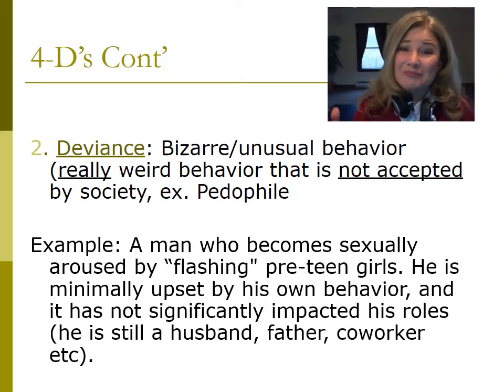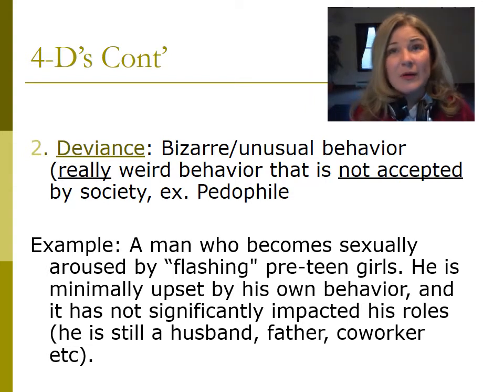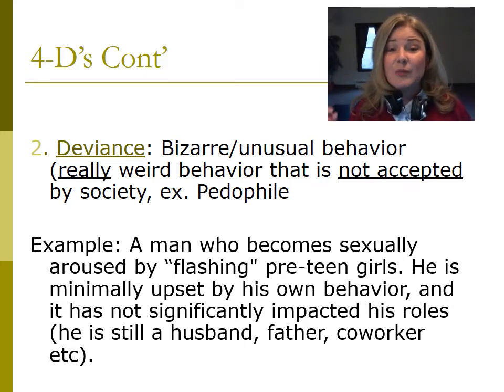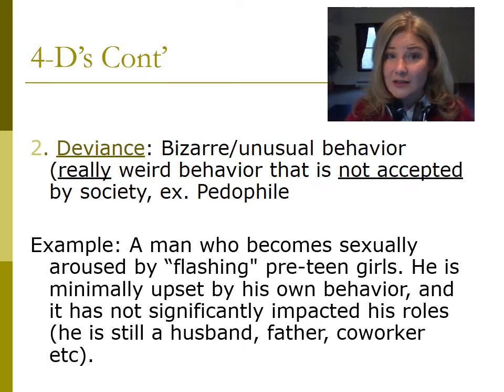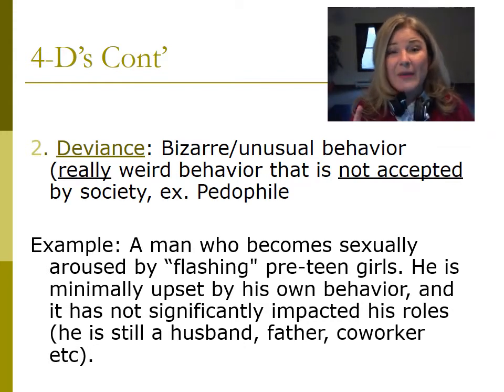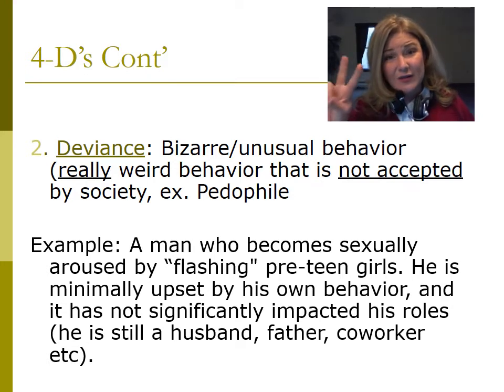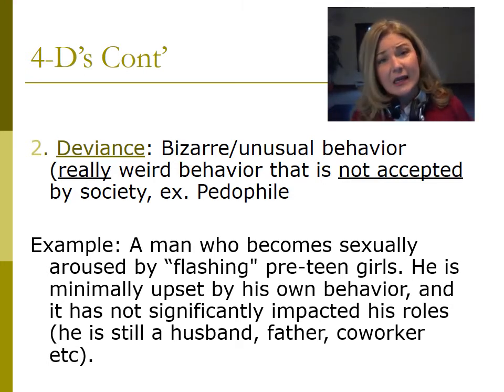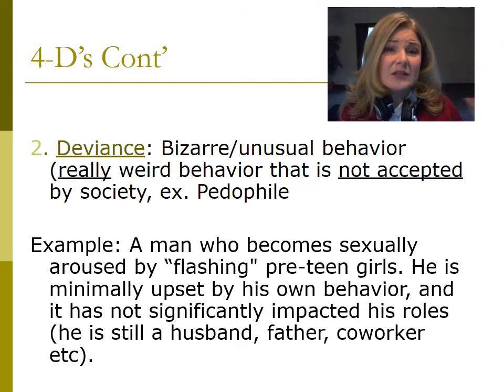He might be happy about it, or not happy, but he's okay with his behavior. There are people that do abnormal behaviors that are fine with doing it. He's probably more worried about getting caught than about his abnormal behavior, but that behavior would be considered deviant. So that is the second D, deviant. So he could be a husband, he could be a father, he could be a co-worker, he could be doing all the things within society, but that behavior is considered deviant.